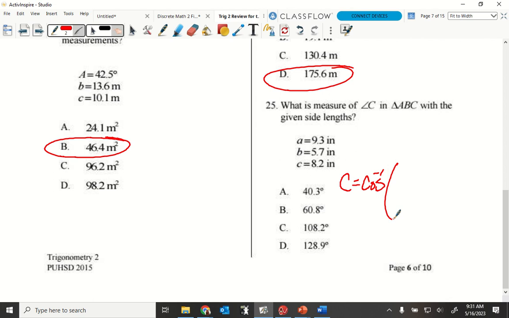Why does it start with C squared? Because that's the one that you're trying to find. You look for the angle, right? You look for angle C, so it starts with C. Is it on the reference sheet? Yes, it is on the reference sheet.